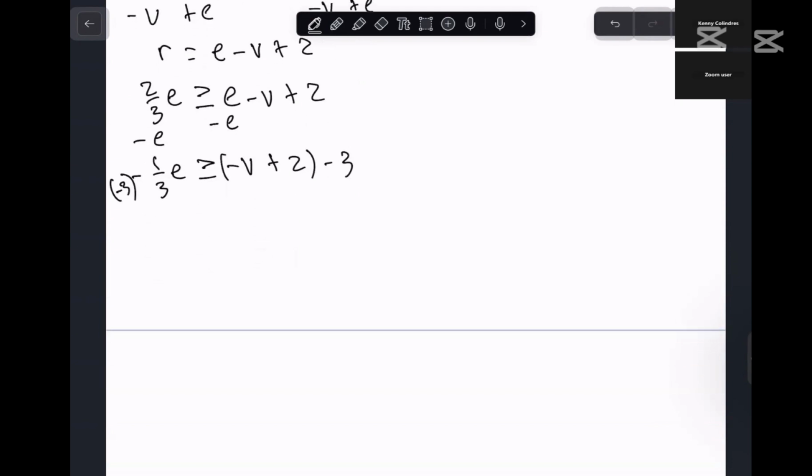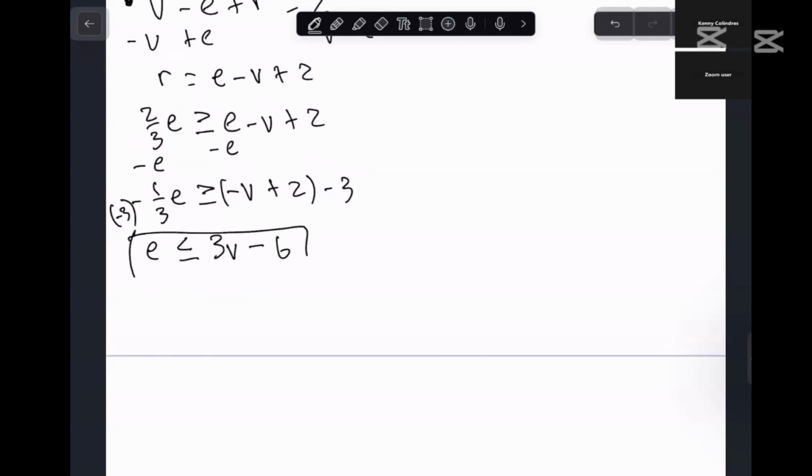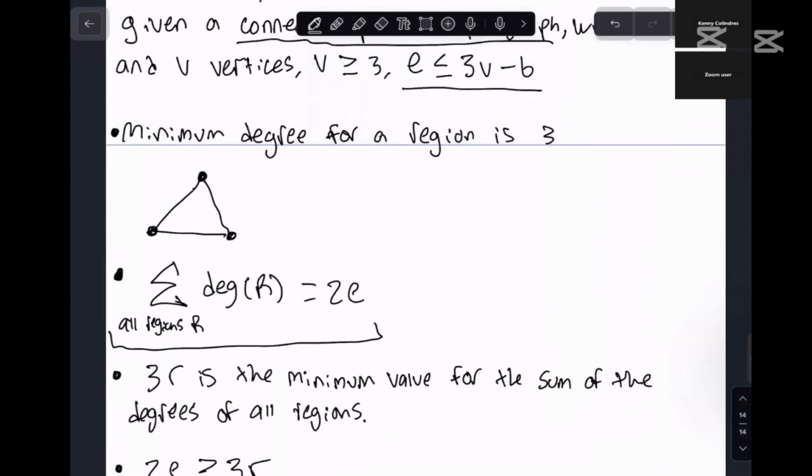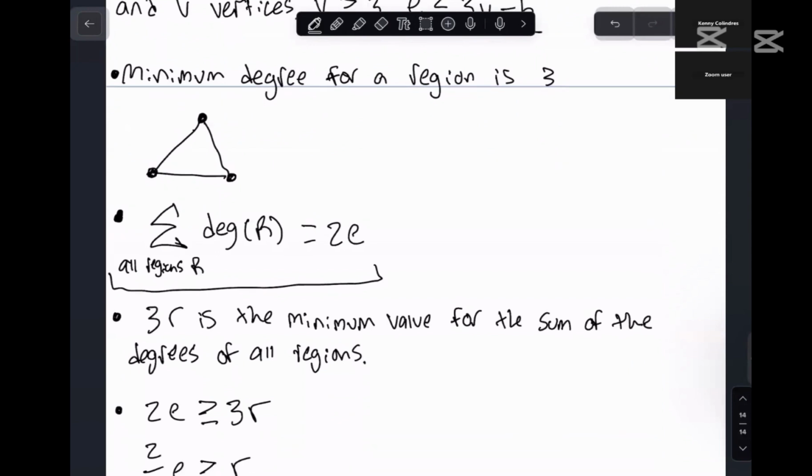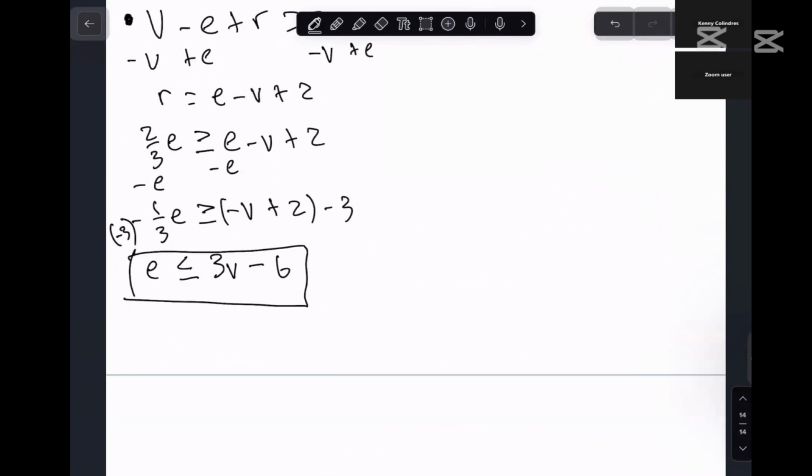And then here we get E, and the inequality flips. E is less than or equal to, we distribute the negative 3, so it becomes 3V minus 6, which is Euler's first corollary, which we wrote up here. Now I'm going to give you guys an example that shows that this holds.